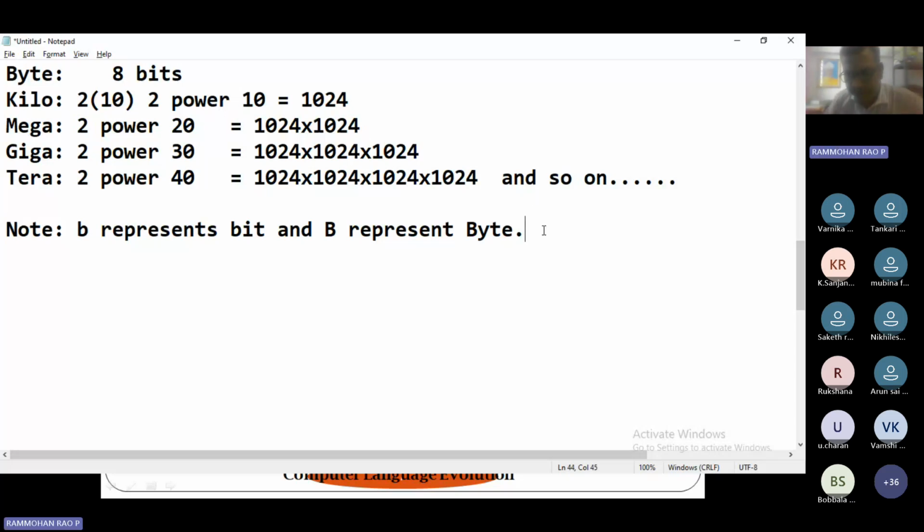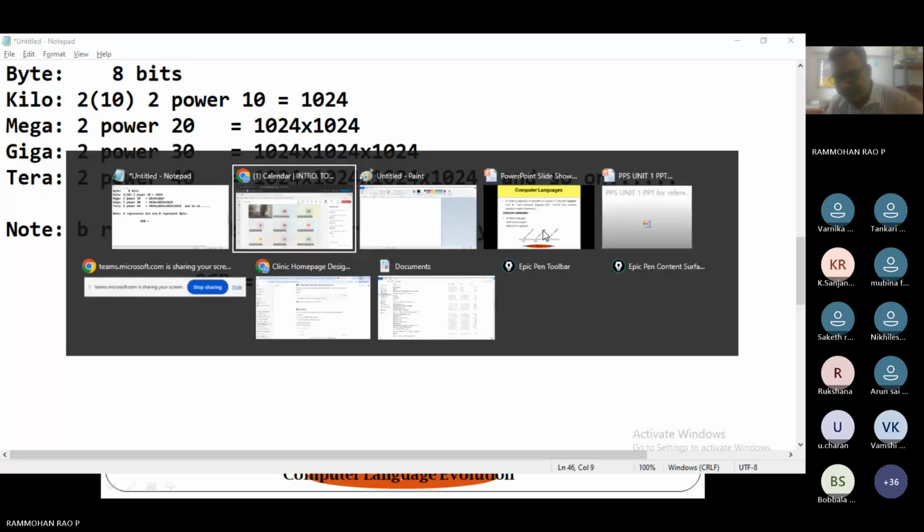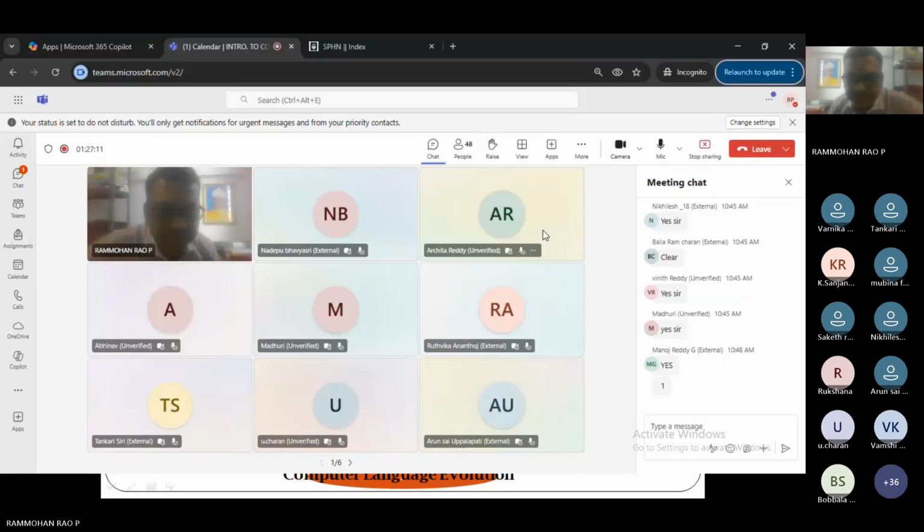Now tell me, how much is 8 GB? How many bytes is it? 8 GB is equal to how many bytes?